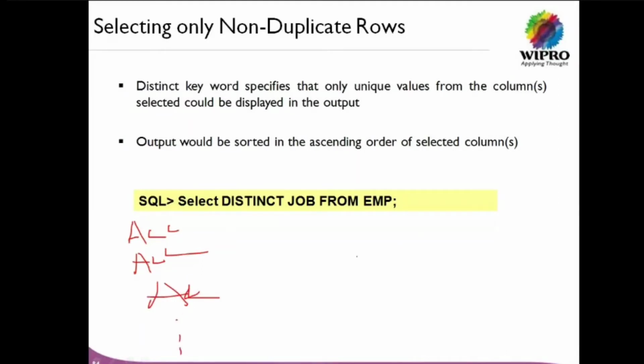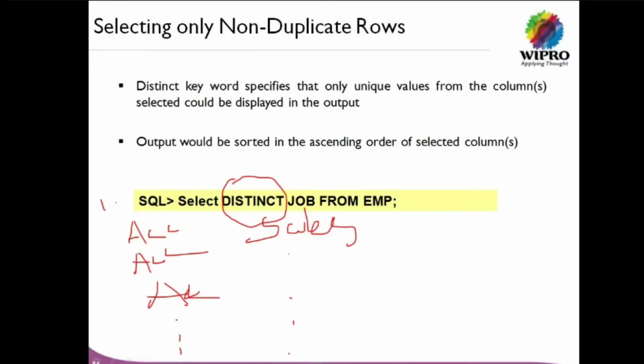Another 5 employees are all salespersons. So assume 10 records. Now I will give a query and you tell me the output. Select job from EMP, and forget the distinct keyword. I am asking the query select job from EMP. How many rows will you get in the output? Any guess? How many rows will you get?